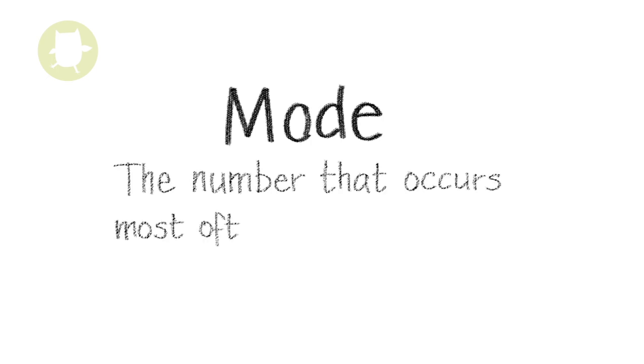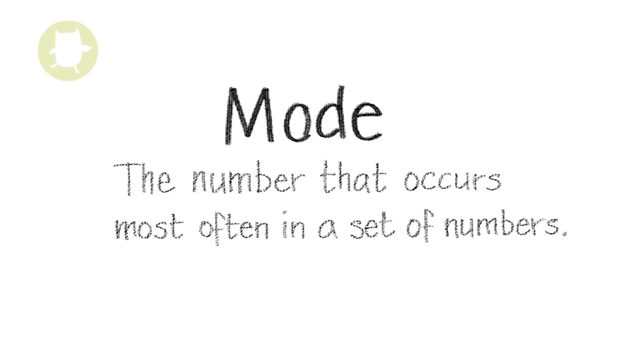Mode. Mode is also a kind of average. The mode is the number that occurs most often in a set of numbers. Again, let's take the same 5 numbers, 6, 3, 9, 3, and 4. The mode is 3, because it occurs most often in the set of numbers.